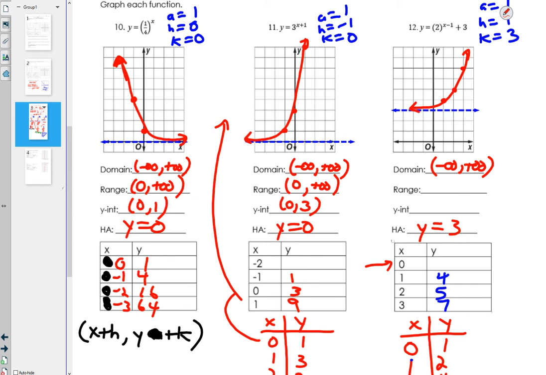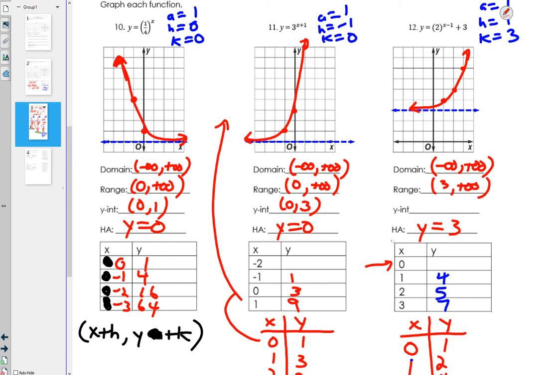Jason, do you know the range? Say it again? 3. You can't just say 3. Kiara, you want to help him out? Yeah, from 3 with a parenthesis to positive infinity. You could also say y is greater than 3.